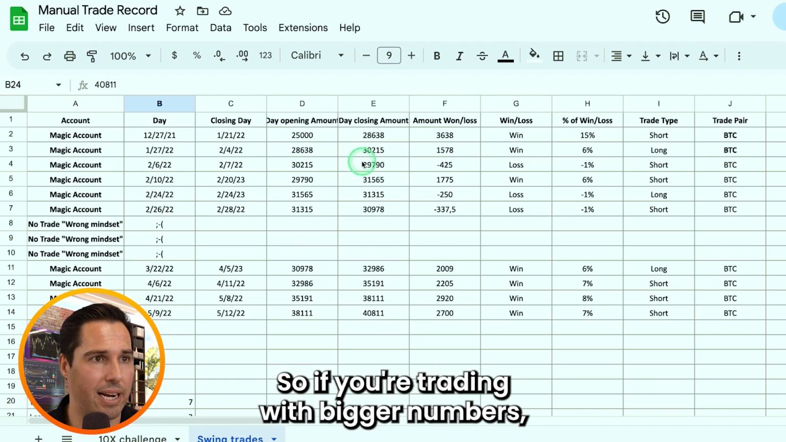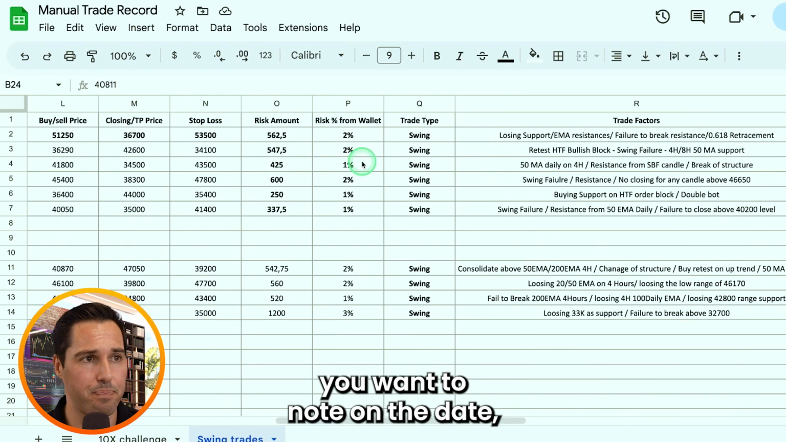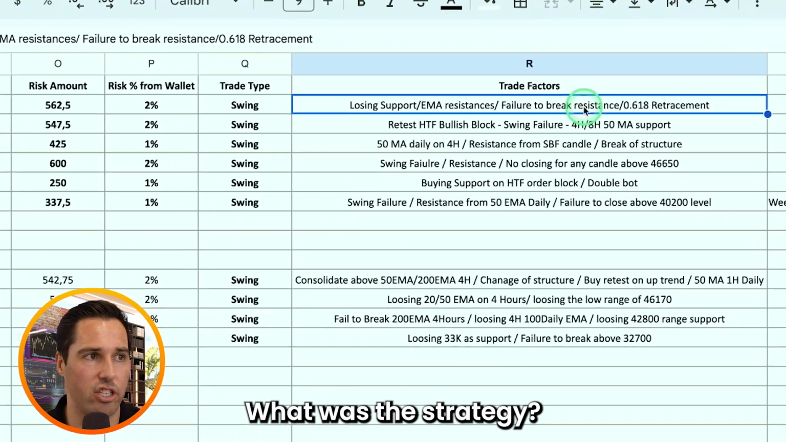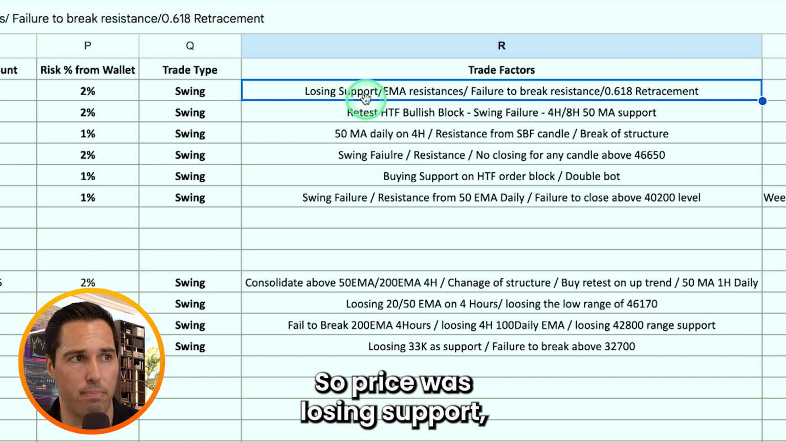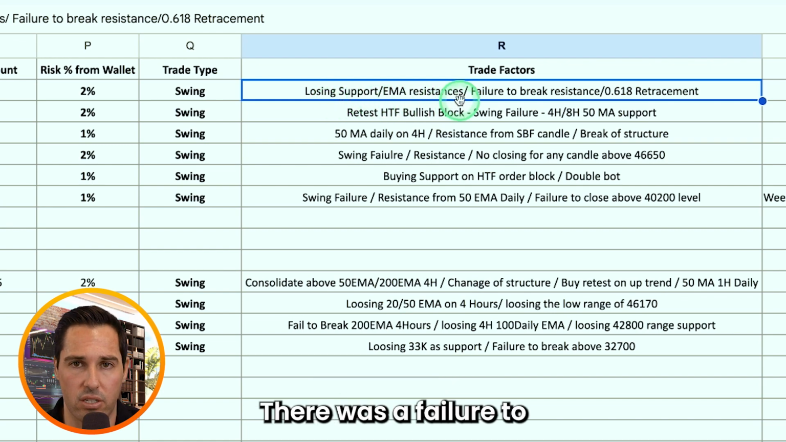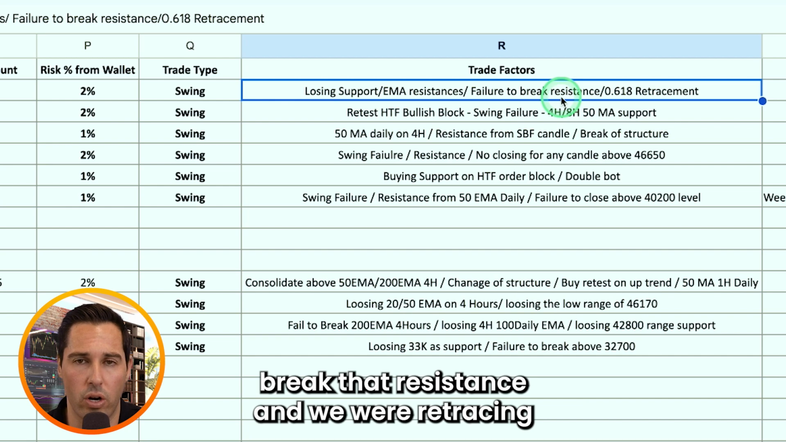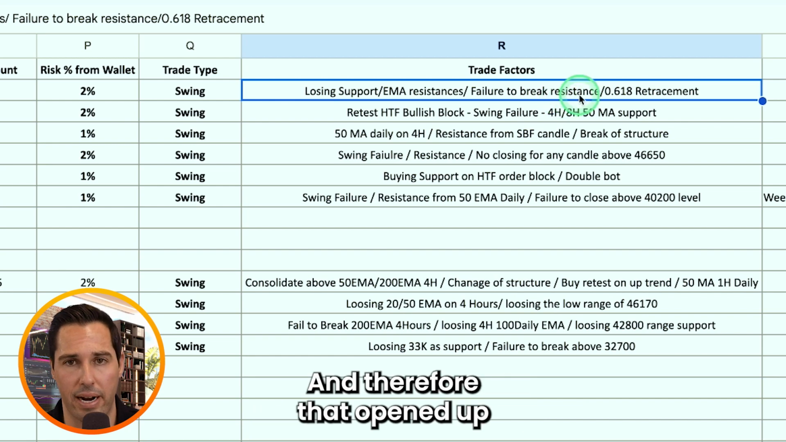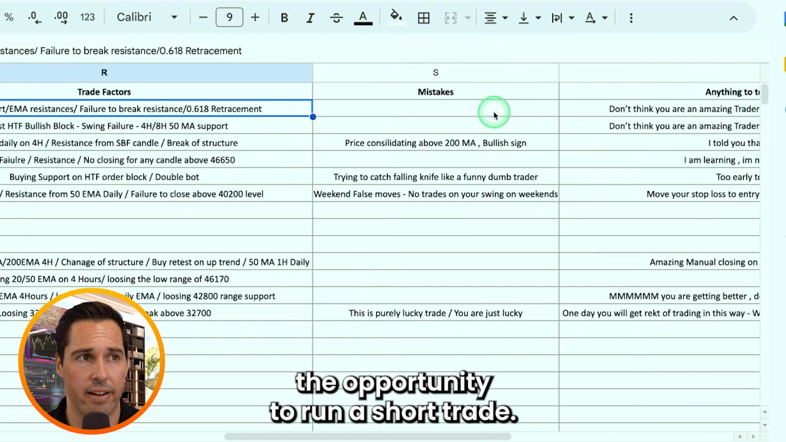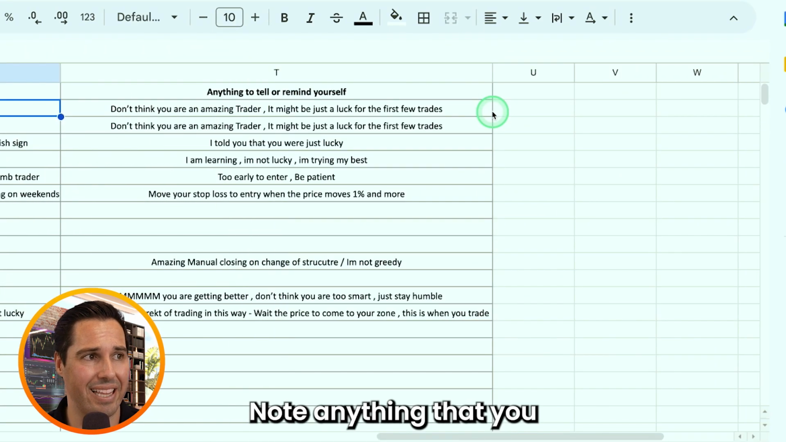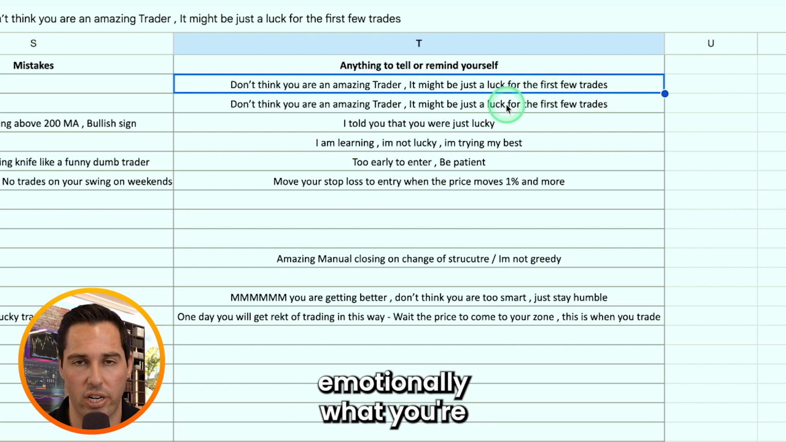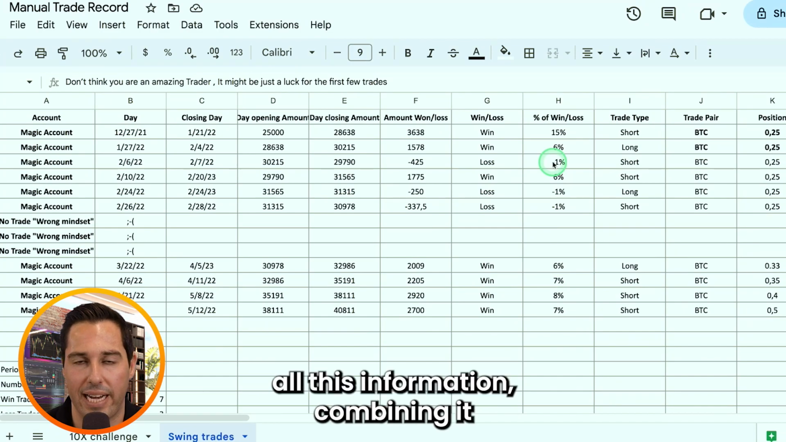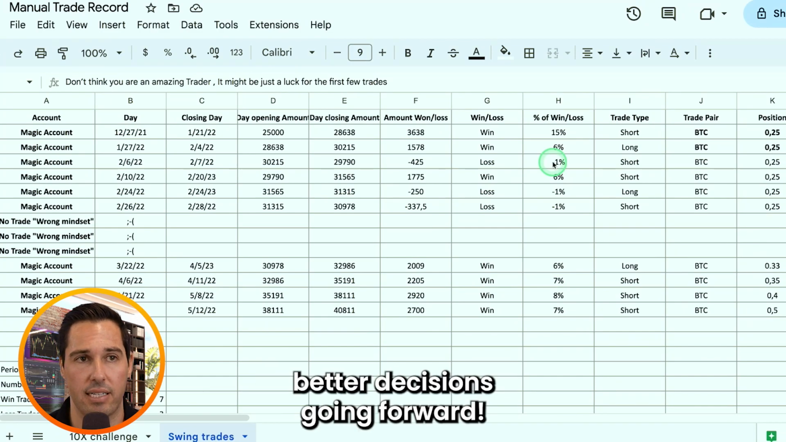So if you're trading with bigger numbers, you want to note on the day, what were the trade factors? What exactly did you use? What was the strategy? So price was losing support, EMAs were at resistance, there was failure to break that resistance, and we were retracing into the 618 golden ratio, and therefore that opened up the opportunity to run a short trade. Note your mistakes, note anything that you need to remind yourself emotionally, what you're feeling on that particular day, and using all this information, combining it together will help you to make better decisions going forward.